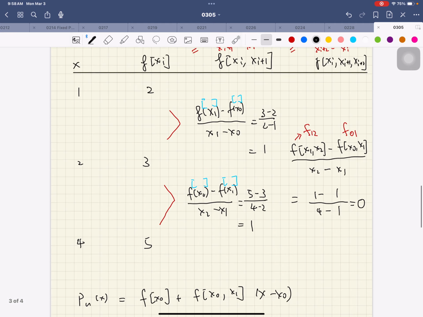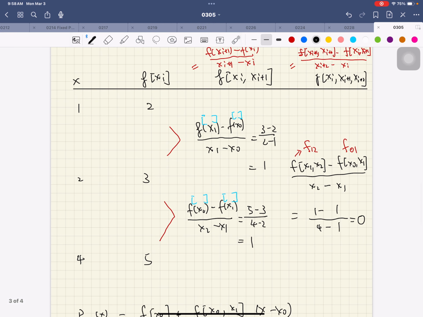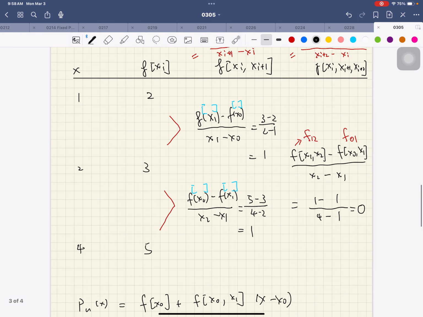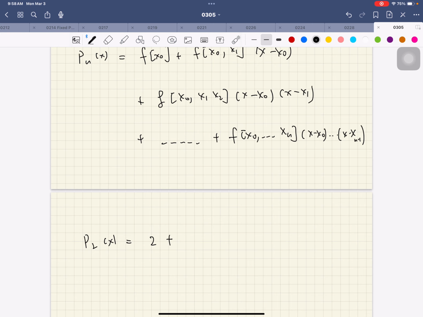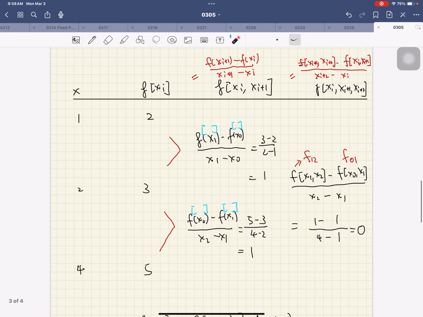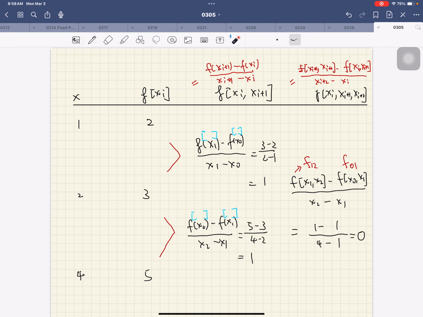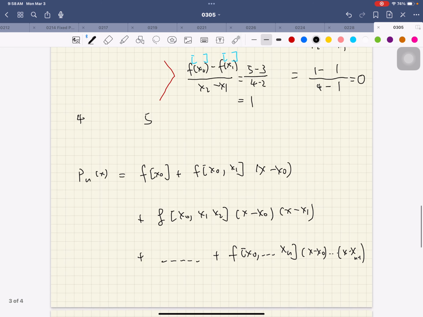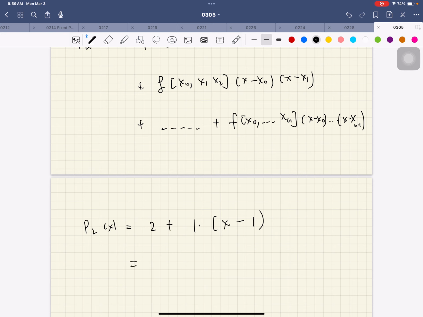So f[x0] is equal to 2. Then we just need to add f[x0, x1]. This one is equal to 1, and then times x minus x0, which is x minus x1... so x minus x1 is equal to 1. So finally we have x plus 1, right? So this is basically p2(x).